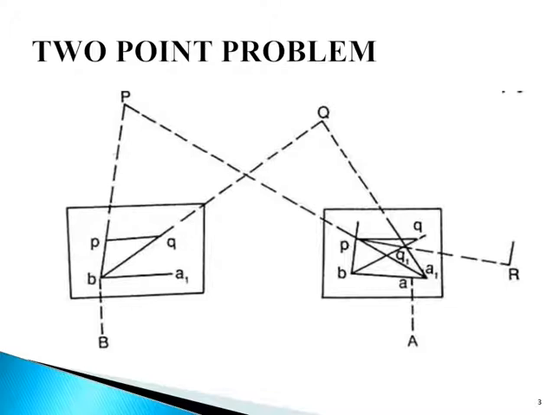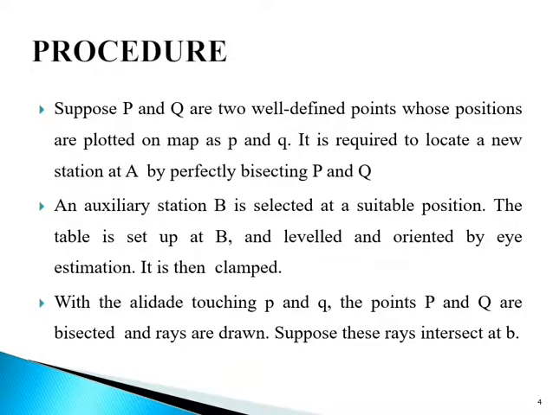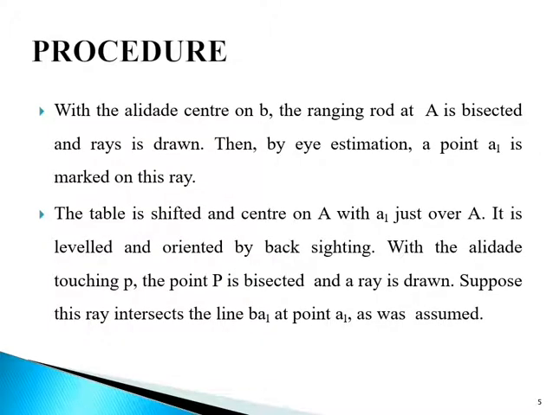Then station A is marked on the ground. You can write all the procedure step by step from here. I have already explained all the procedure, so you can write it from here. All the procedures are mentioned here.